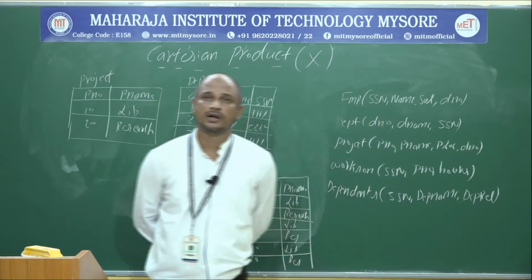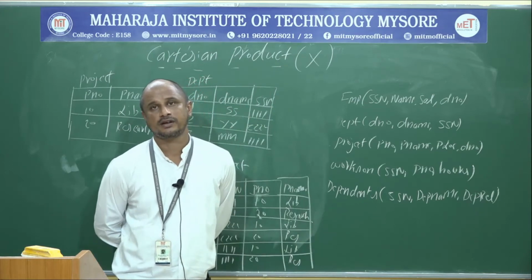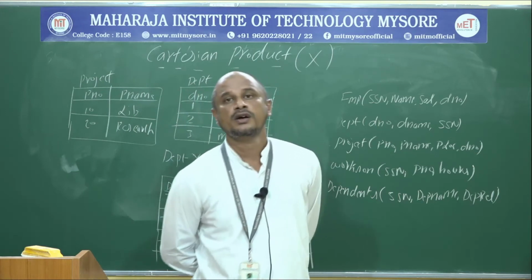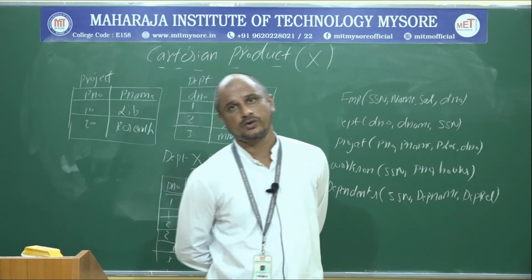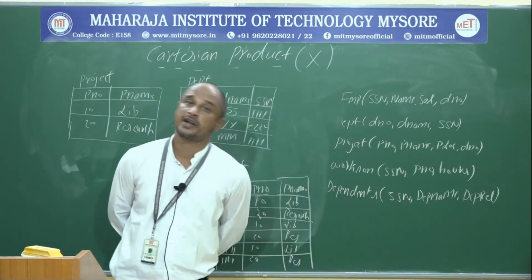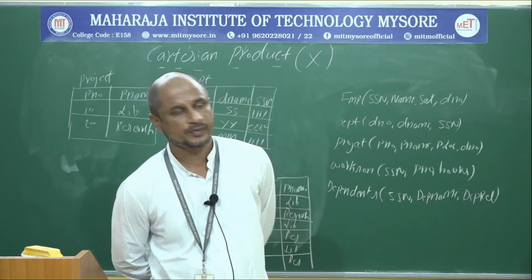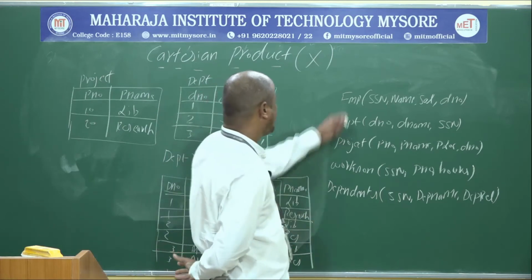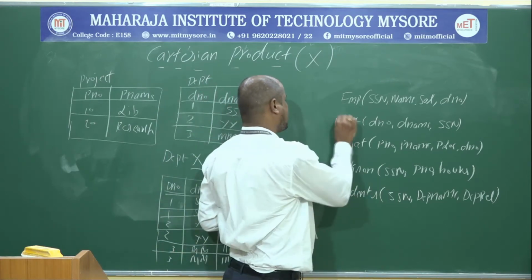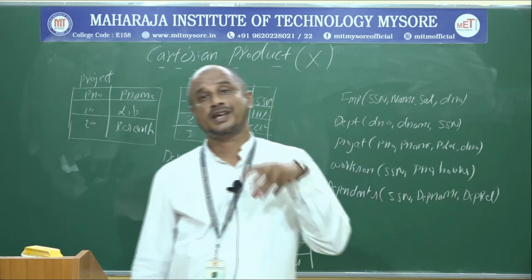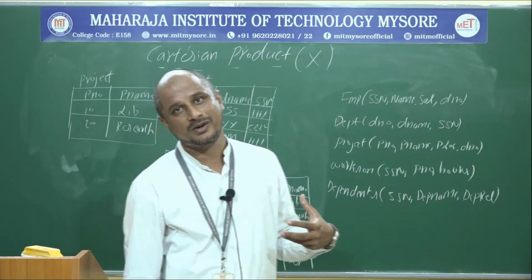So I want to retrieve the female employees, because gender plays the main role. I want to retrieve the dependents of female employees. So I want to include two tables: one is the employee table, the other is the dependents table. Okay, two tables I need to include.